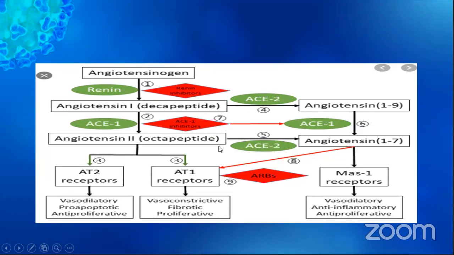SARS-CoV-2 binds to the ACE2 receptors, with the non-availability or less availability, this pathway is converted to this pathway. So angiotensin 2 now has the option to affect angiotensin 1 receptors and angiotensin 2 receptors. Angiotensin 2 receptors again have somewhat good vasodilatory and anti-proliferative effects, but angiotensin 1 receptors have the vasoconstrictive, fibrotic and proliferative effects. So actually, the destruction of the lungs, or the pathophysiological process in the lungs, is the imbalance between the activation of these two receptors, AT1 and AT2.